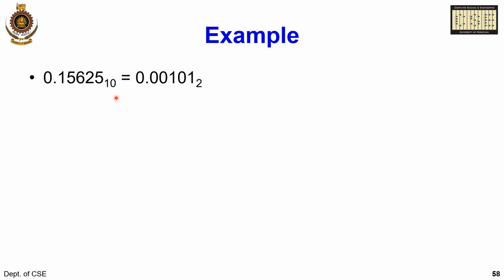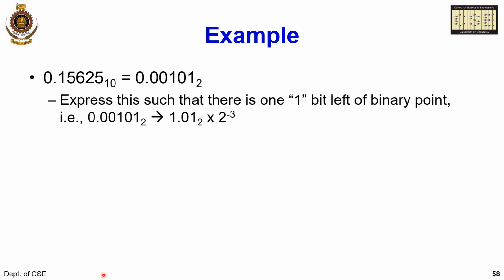This is the example number. In decimal, we are looking at 0.15625. From the techniques we already know, you can convert this into its equivalent binary form, which is 0.00101 in binary. To get it into the required format, we write it in the mantissa times base to the power exponent format. So this is equal to 1.01 base 2 times 2 to the power minus 3.